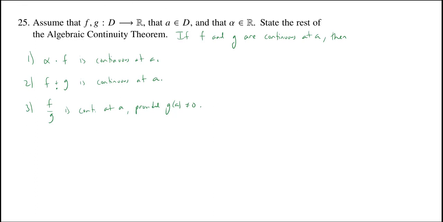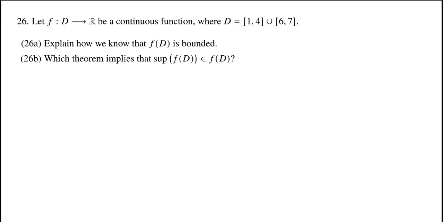Okay, let's move on to problem 26. In problem 26, we're given a function f from D to R. Oh, and we're told it's a continuous function. Sweet. And what is the domain? It's this weird union of two closed intervals. Ooh, that's pretty nice, actually.